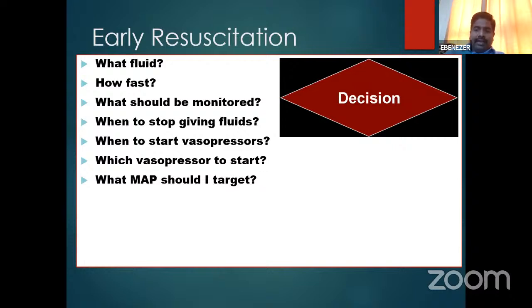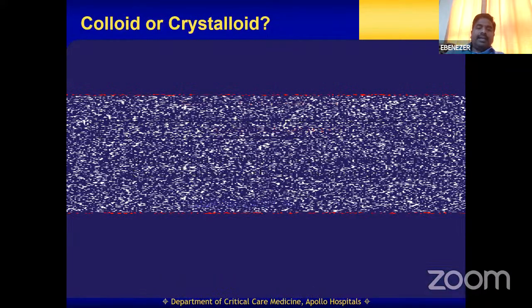And if I have decided to start a vasopressor, which particular vasopressor should I start? And what should be my mean arterial pressure target? These are all very important treatment-related decisions which you have to make at the bedside, and for that, there are clear-cut guidelines.